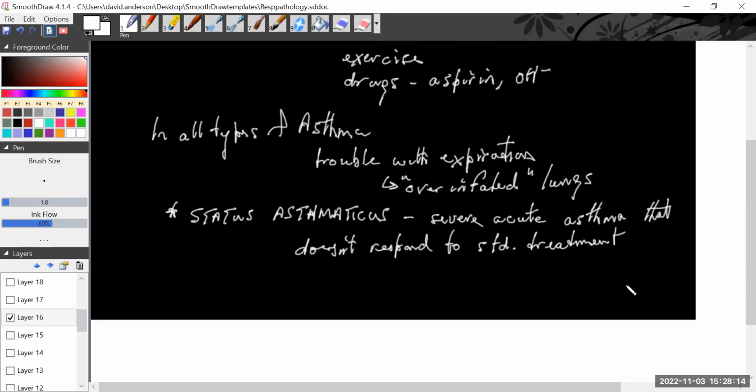So in terms of treatment, let's see now, where do I have to go?